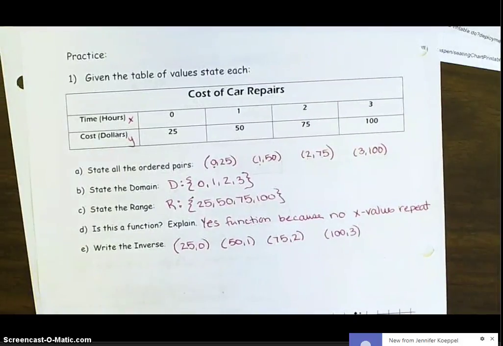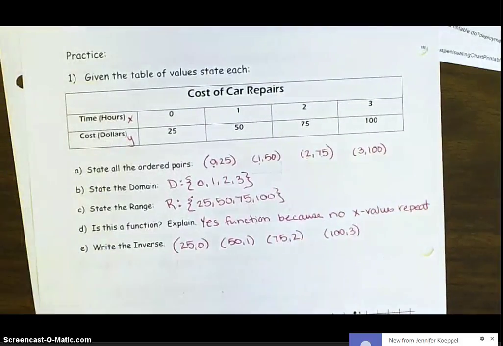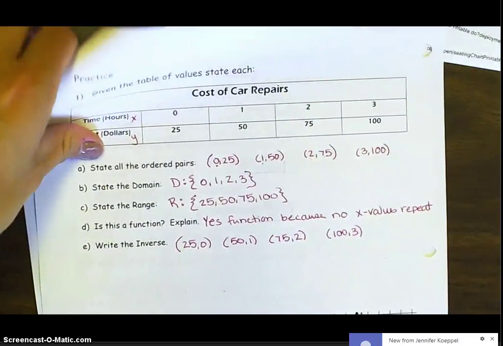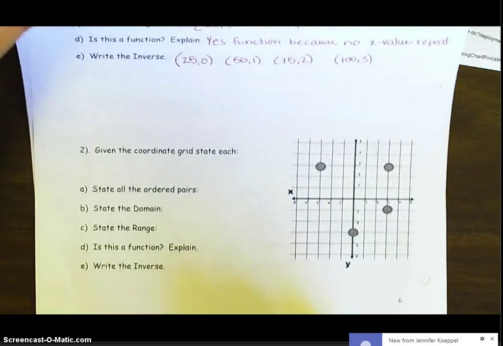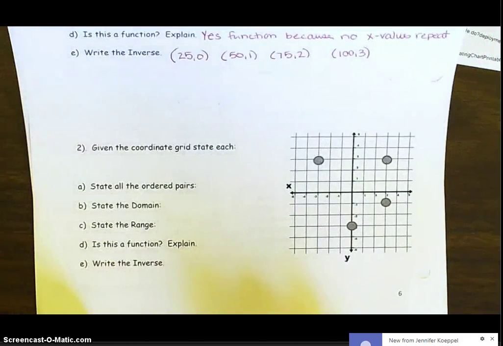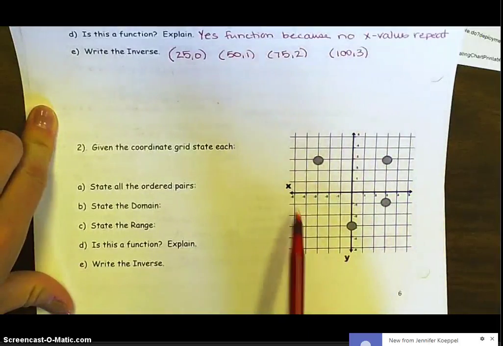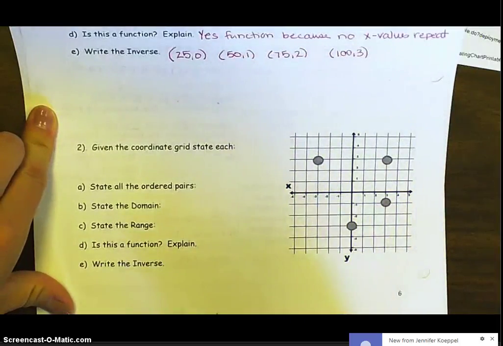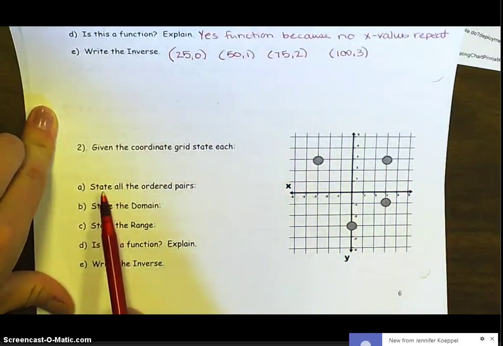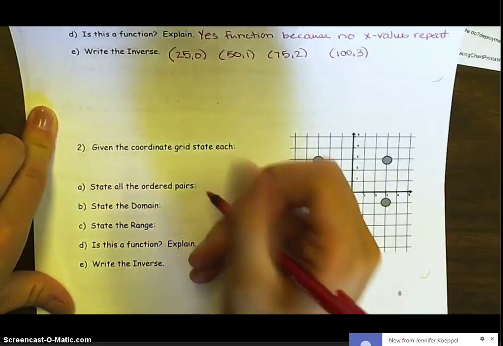All right, so now we practiced using a table of values. So let's try something a little bit different. Let's take a look now at question 2. Now this time, instead of giving a table of values, they're giving us a set of points. So part A, state all the ordered pairs.